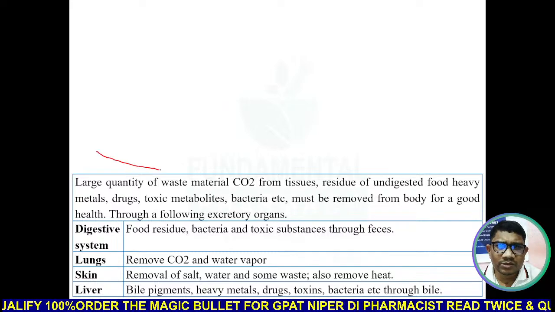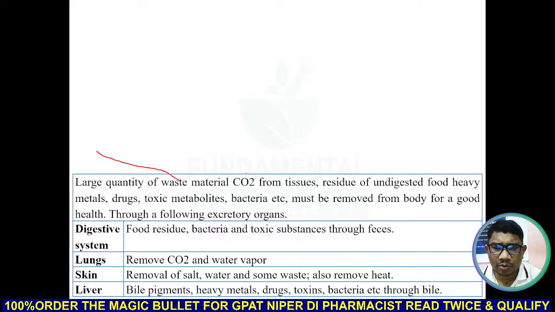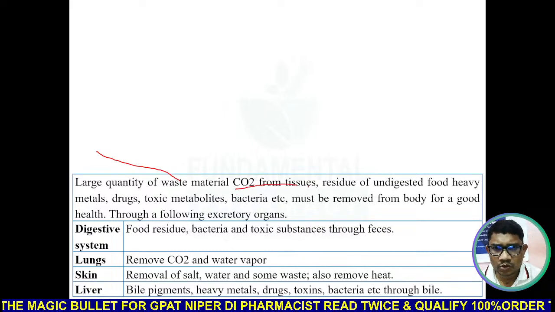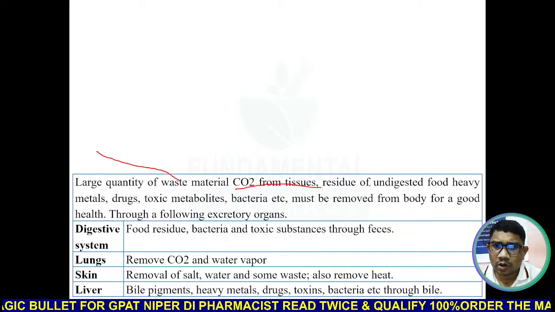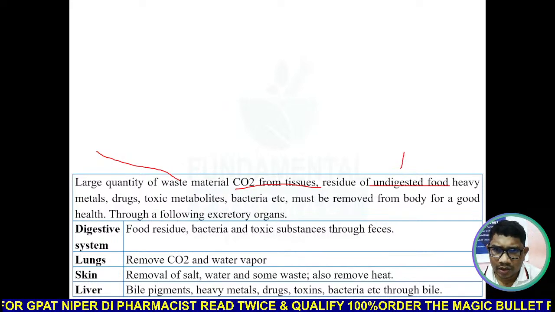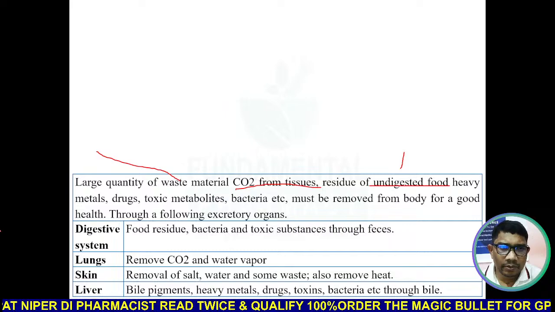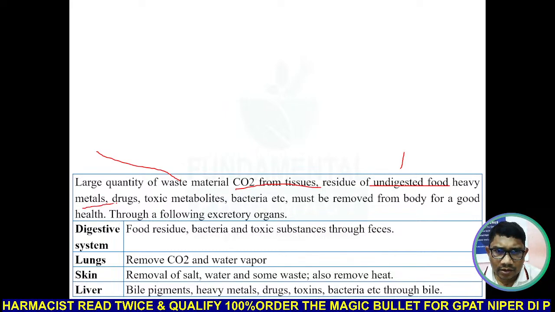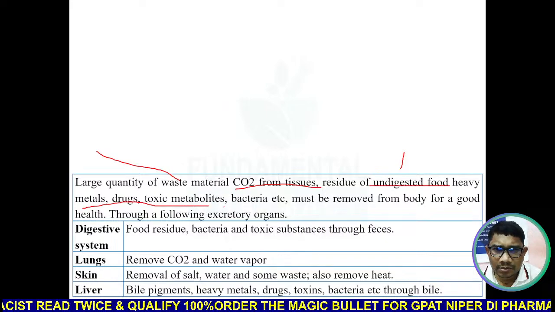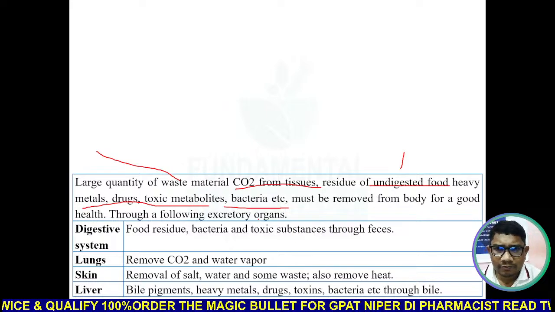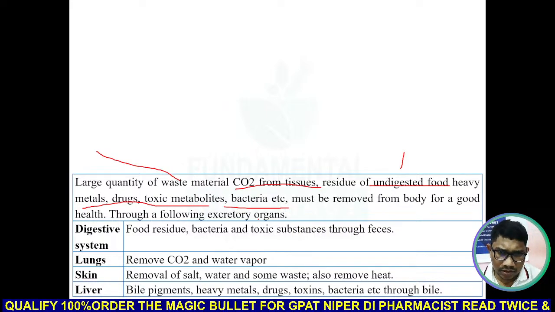Large quantity of waste material is generated in the body, you know. For example, carbon dioxide from tissue respiration, the residue of undigested food, heavy metals, drugs, their metabolites, toxic metabolites, some bacteria. They must be removed from your body for good health, है ना.